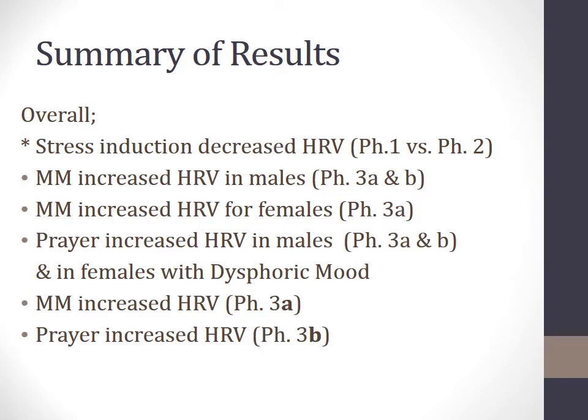So, the highlights. Stress induction did decrease heart rate variability as expected. Mindfulness meditation increased heart rate variability in both males and females. And prayer temporarily increased heart rate variability in males and females with dysphoric mood. Mindfulness meditation globally increased heart rate variability, and prayer increased heart rate variability to a lesser extent.